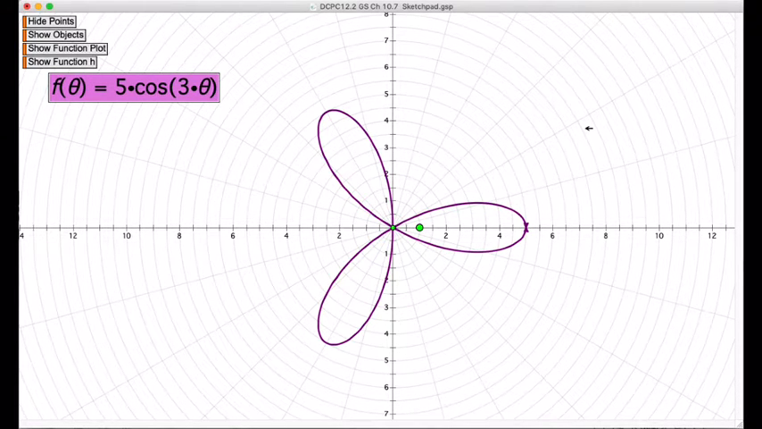I can have any odd number of petals that I want. And then I can have any even number of petals as long as that number is divisible by 4. So I could have 4 petals, 8 petals, 12 petals, 16 petals, and so on. But I can't have 6 petals. I can't have 10 petals or 14 petals or anything like that.